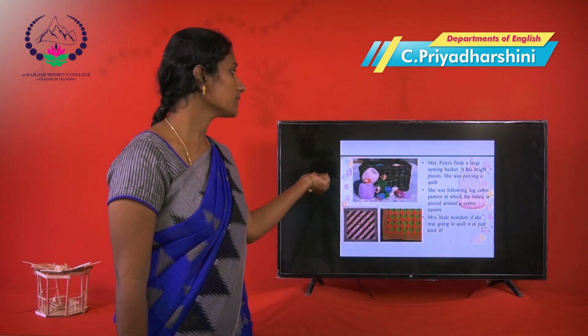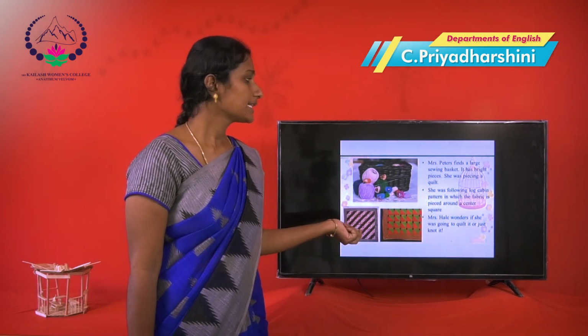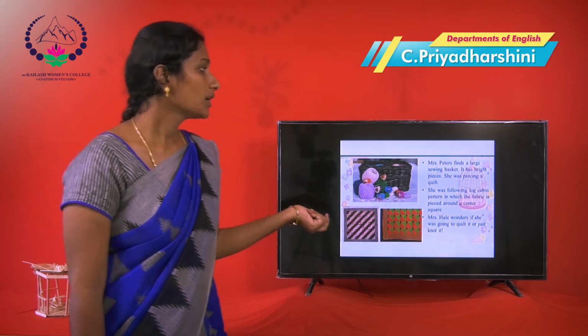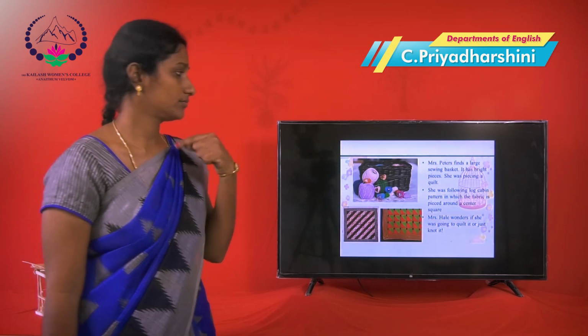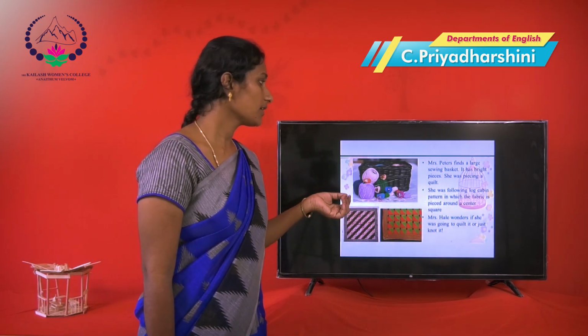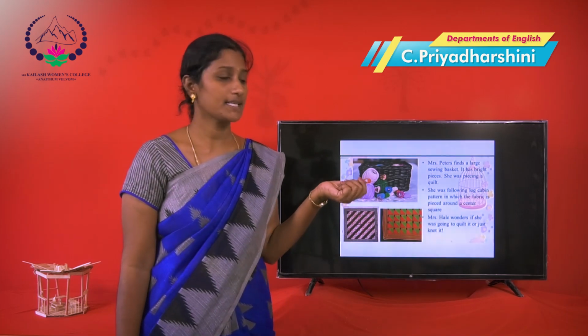Next, we see Mrs. Peters find a large sewing basket with bright pieces. She was piecing a quilt, following the log cabin pattern, in which the fabric is pieced around a center square.